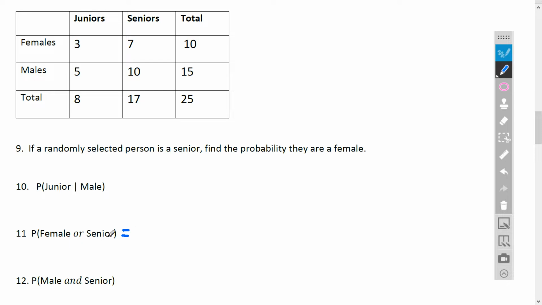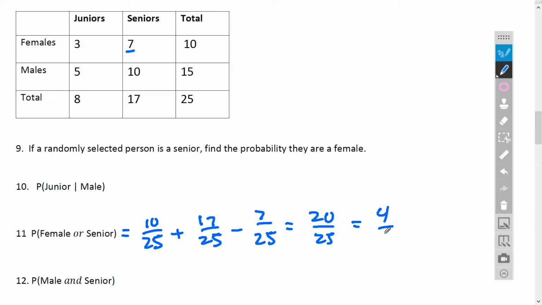Probability of female or senior. So that's the probability of female, so 10 over 25, plus the probability of a senior, so 17 over 25. However, we have to subtract the people that are females and seniors. They got counted twice. So right here, 7 over 25, these people got counted twice. So that's 20 over 25, or 4 over 5.